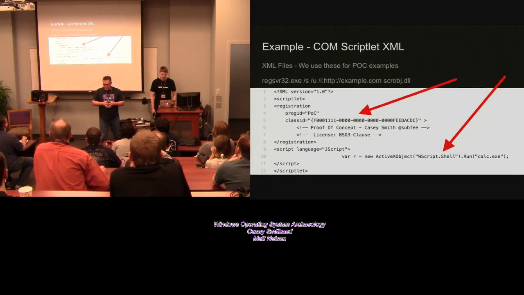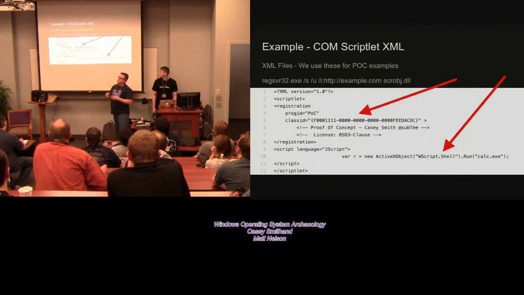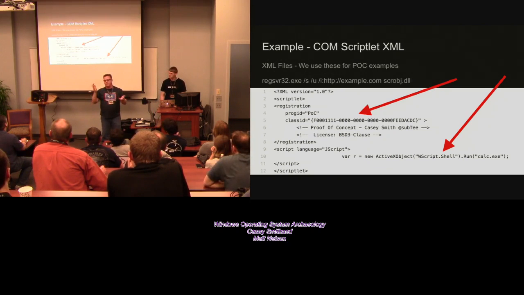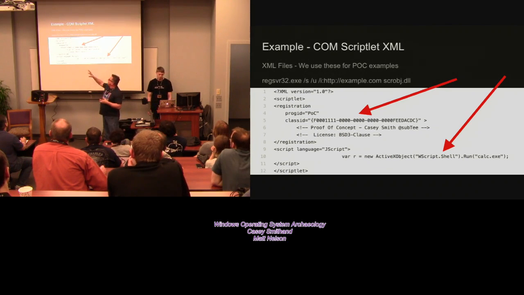So this is an example of an SCT file, a COM scriptlet file, and it was a way for you to back a COM object, not by a binary on disk, but by a text file. And you can see one way you might call a COM object like this is using a tool called regsvr32. I'll reference my blog if you want to learn more about that.